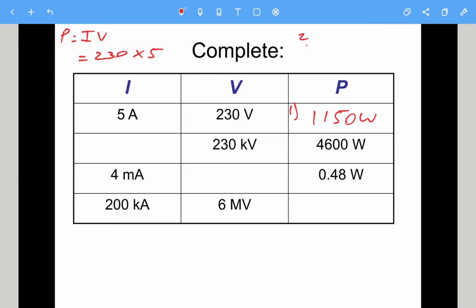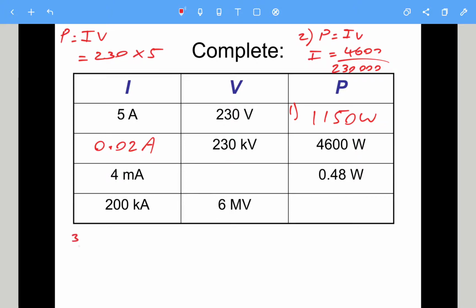Let's look at the next one. Number 2. P equals IV yet again. This time we're getting current, so we need to divide by voltage. So the current is 4,600 divided by, now this is a big voltage, 230 kilovolts, so 230,000. So the current's going to be exceptionally small. And it is, at 0.02 amps.